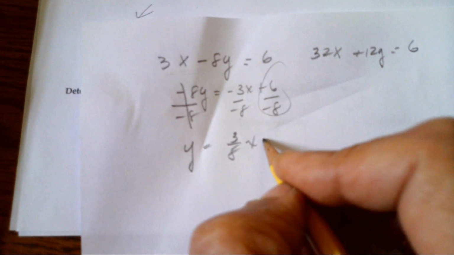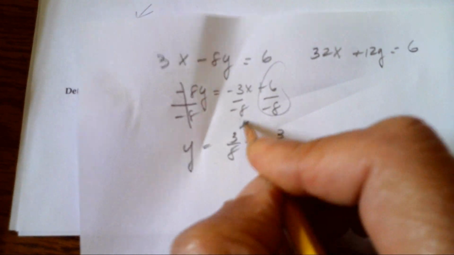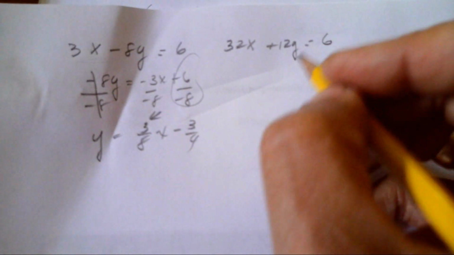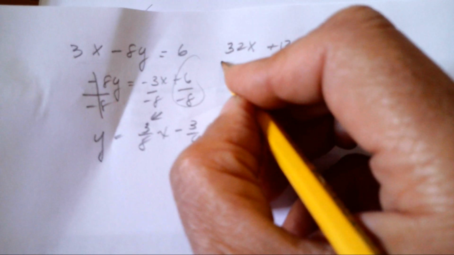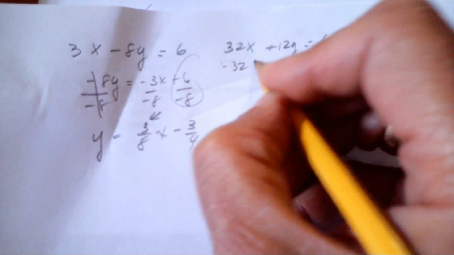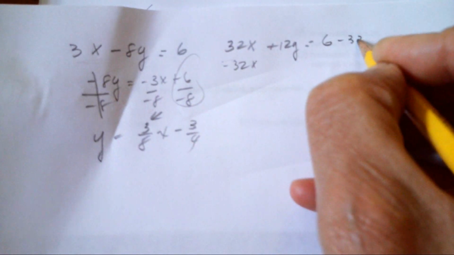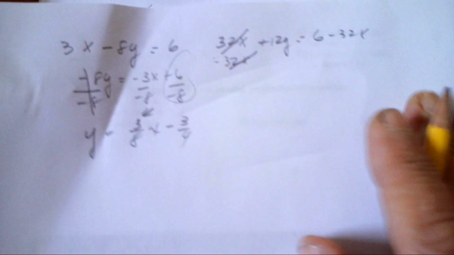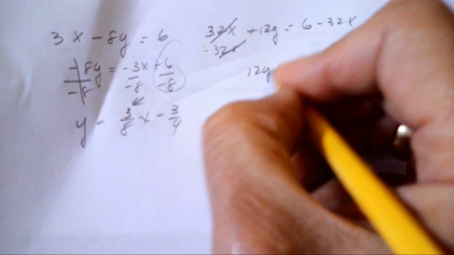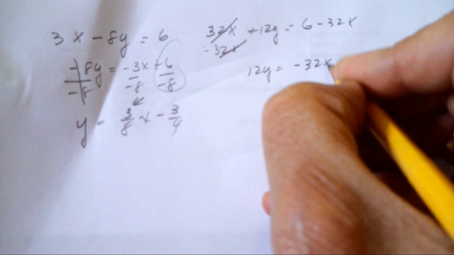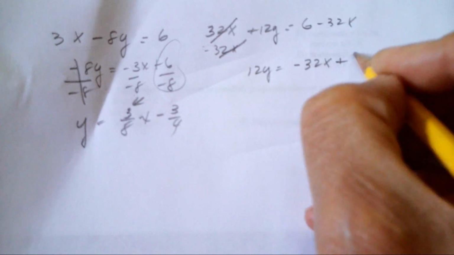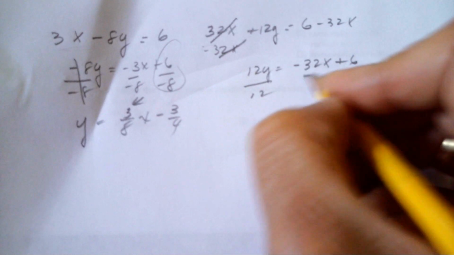This here I really don't care about. That's going to be a -3/4. But what I want to know is the slope of this line, 3/8. Now what's the slope of the other line? If I start out by subtracting 32x on both sides, I get 12y equal to minus 32x plus 6. Let me divide everything through by 12.